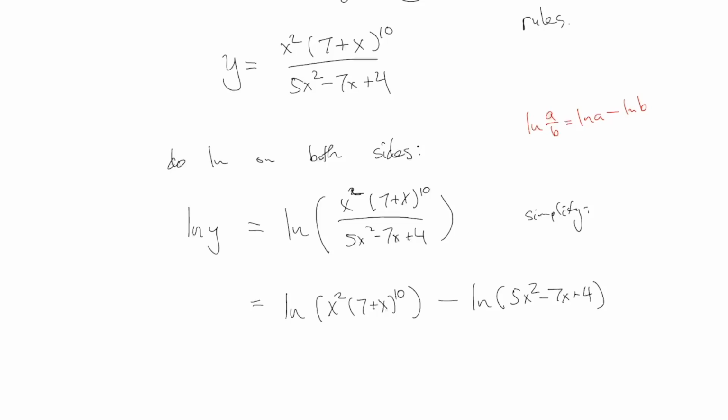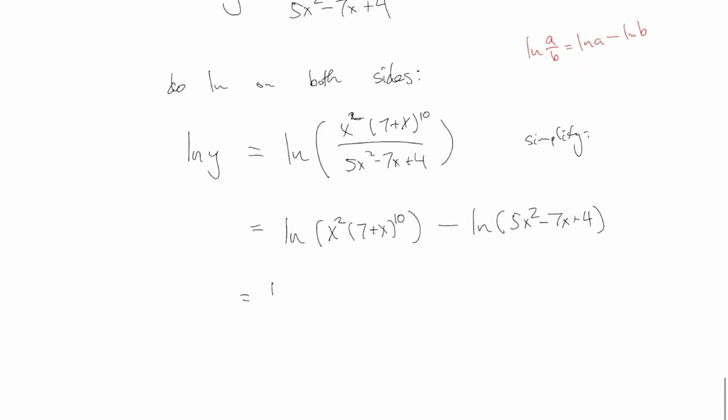Actually, the second one here, this cannot be simplified anymore. Log of a bunch of stuff added together doesn't simplify. But the first one can, because this is a product on the inside. X squared times that other thing, I can do the log rule about products. This will say log of x squared plus log of 7 plus x to the 10, like so, minus this thing you can't improve at all.